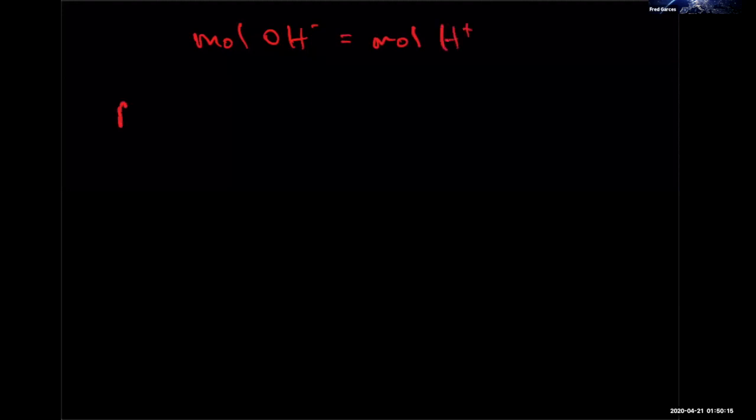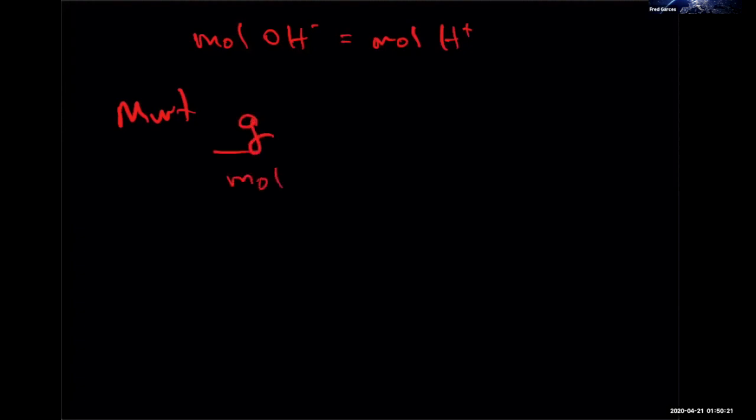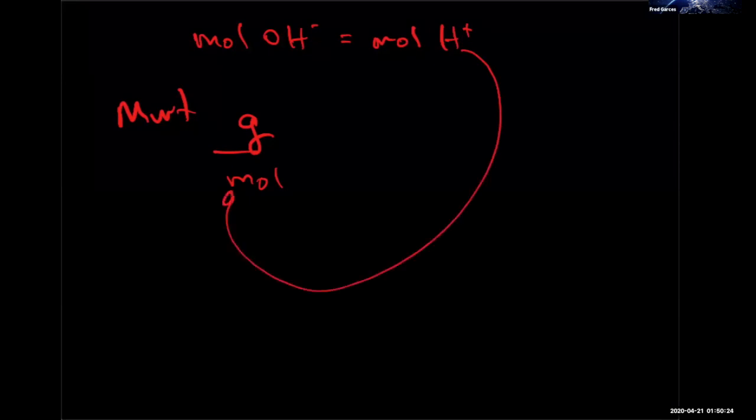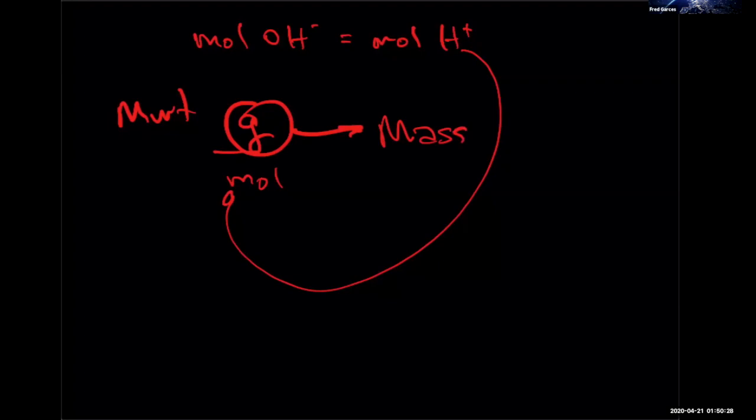Remember that the molecular weight, or molar mass, of a chemical is grams per mole. Well, the moles of the acid is just that. How do we get the grams? Well, that's the mass of the acid that is analyzed.